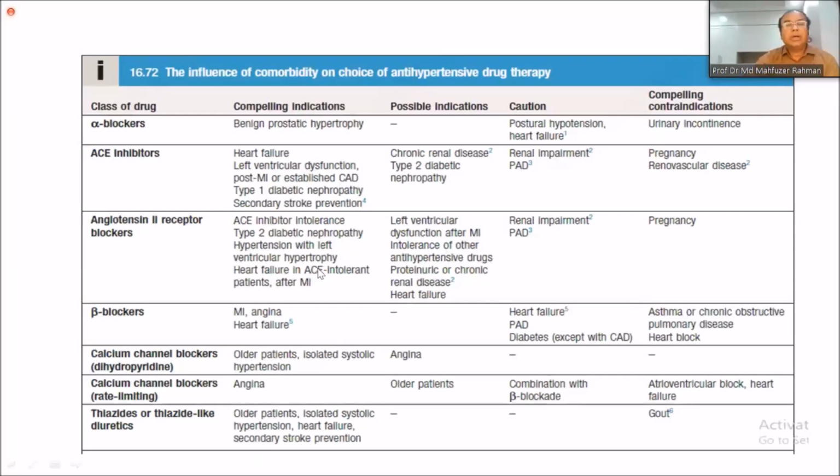in ACE intolerant patients after MI. Beta blockers: MI, angina, and heart failure. Calcium channel blocker, dihydropyridine group: older patients, isolated systolic hypertension, PVD. Calcium channel blocker when there is angina. Thiazide or thiazide-like diuretics: elderly individuals, isolated systolic hypertension, heart failure, secondary stroke prevention. So this is also a very important slide.